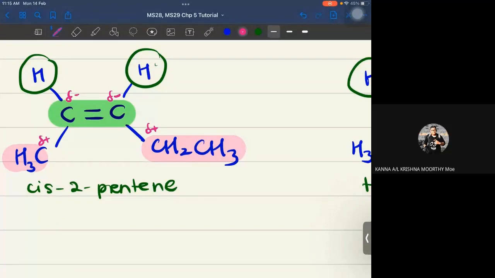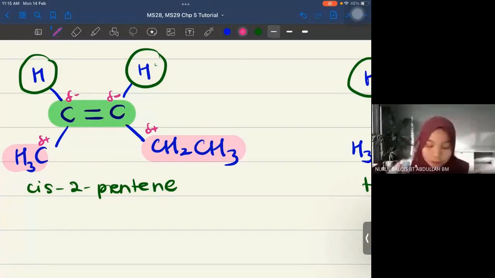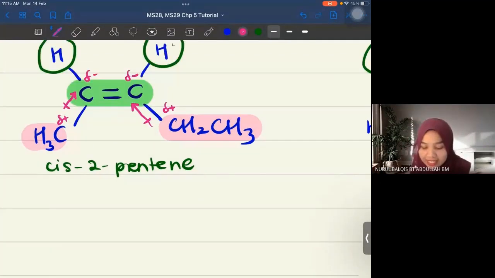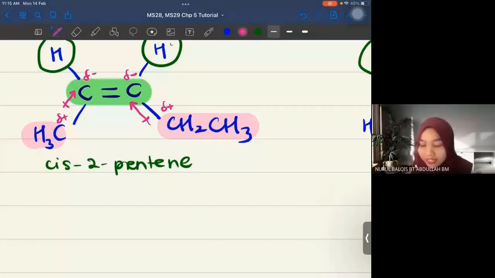More electronegative is pointing towards this carbon-carbon double bond, and this CH2CH3 is also pointing towards the double bond. Maksudnya, dia akan tertumpu electrons dekat carbon-carbon double bond. That causes an imbalance in terms of electron density. Okay, jadi kita boleh kata yang this cis-2-pentene, their bond dipoles cannot cancel out each other. So the bond dipoles cannot cancel out each other means their mu is not equal to 0.